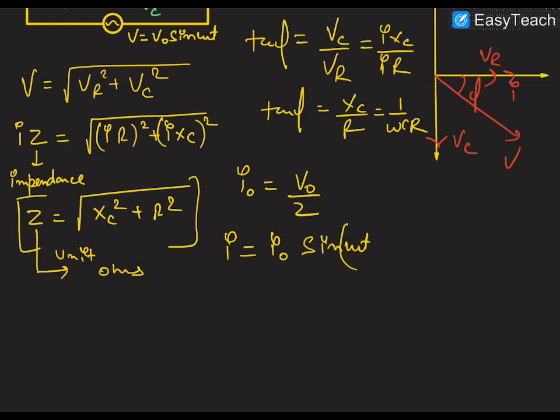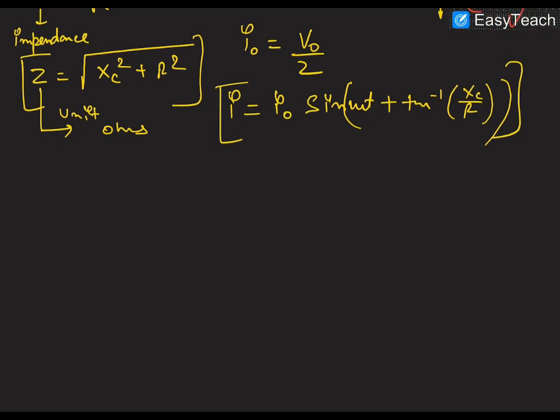Now you can see that the current is still leading the net voltage. This net voltage V is equal to V naught sine omega t, and current is ahead of net voltage by a phase of phi. So we will be writing it down as sine of omega t plus tan inverse XC upon R. This is the current flowing in the circuit, and it is ahead of the voltage, as you can see.